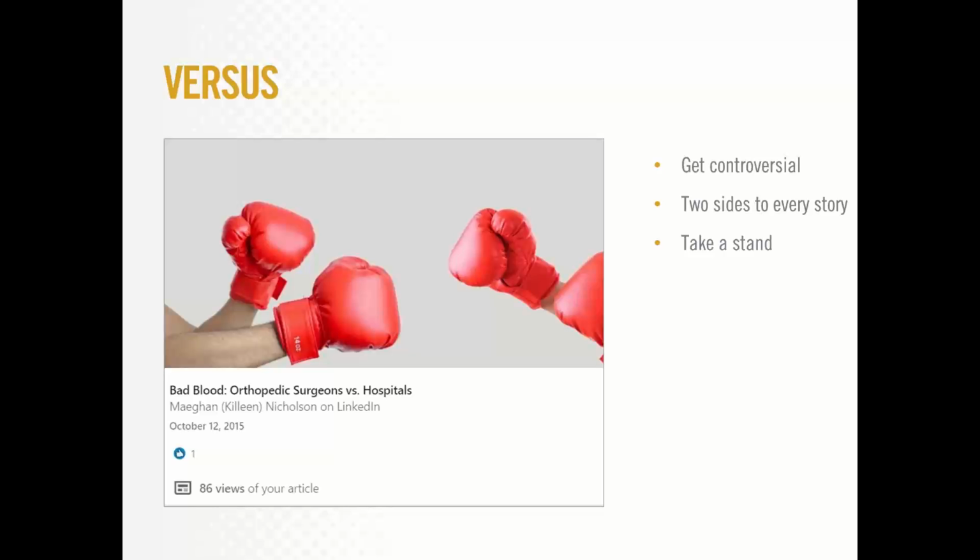Or who is your audience's enemy? It doesn't have to be a person. It could be abstract, like a circumstance or a rule that doesn't make sense. Attorneys will use how to get the settlement you deserve, which positions the victim versus the at-fault party. So you have to do this the right way. You don't want to create negative publicity, but it can be very powerful. The example shown here, I wrote an article about the discord between orthopedic surgeons and the hospitals that they're licensed at.